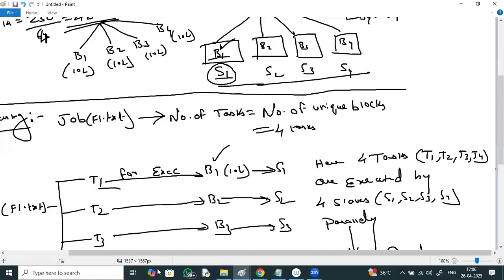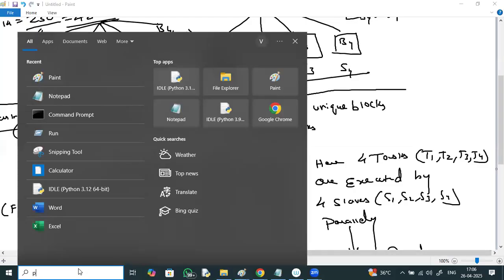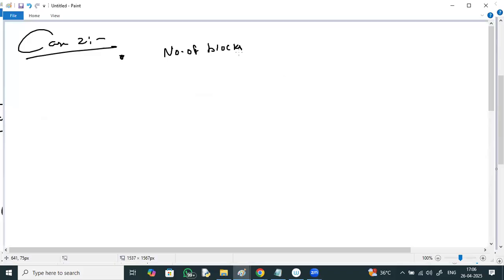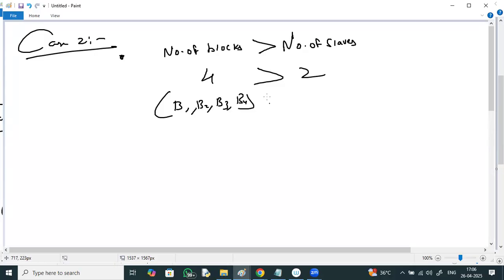But if you observe case 2, you see less speed. Observe case 2, and again you can observe how storage and processing happen in big data Hadoop. Assume the number of blocks is greater than the number of slaves. Assume that you have got 4 blocks, but only 2 slaves. Blocks are B1, B2, B3, and B4. Slaves: S1, S2 only.